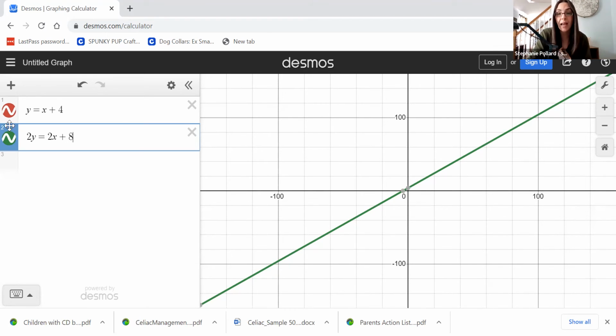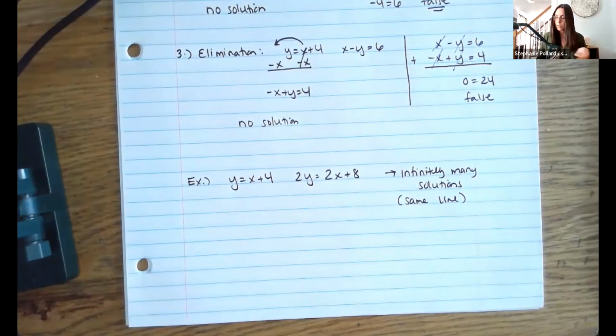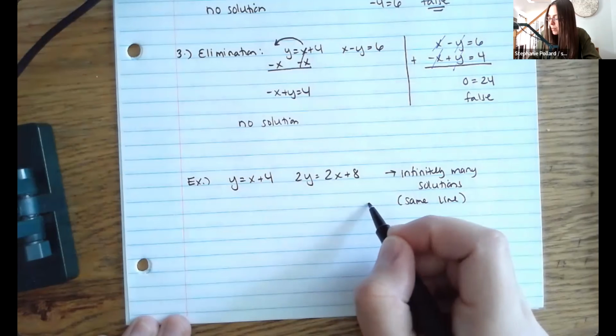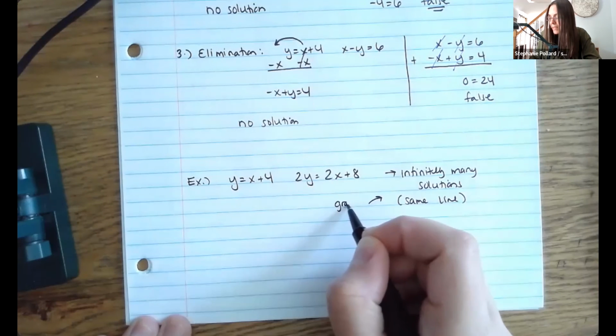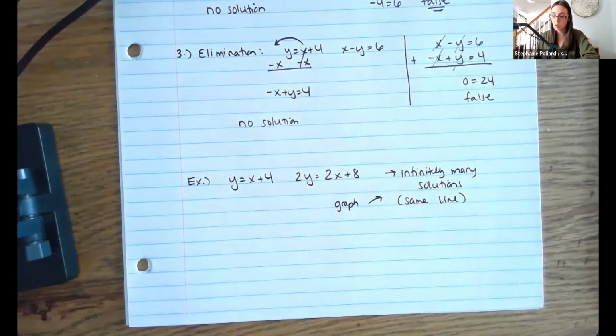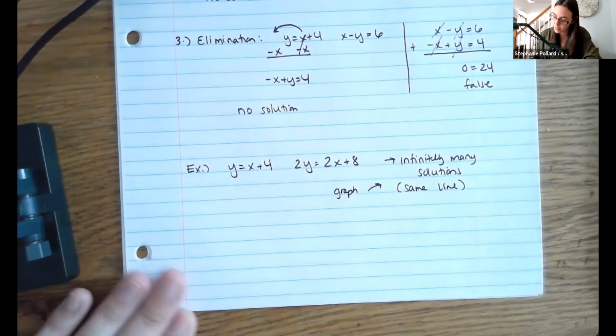When you have the same line, and it's exactly the same, right? This is not just the same slope, but the same slope, the same y-intercept, it's the whole thing that's the same. Then you end up with infinitely many solutions. So again, when you graph it, what happens is you end up with that same line. But you can also check by substitution and by elimination.